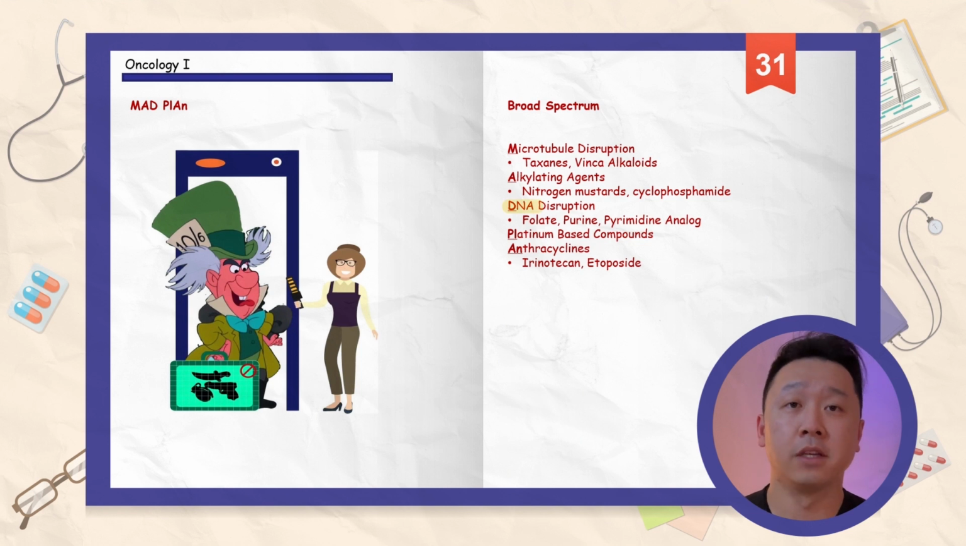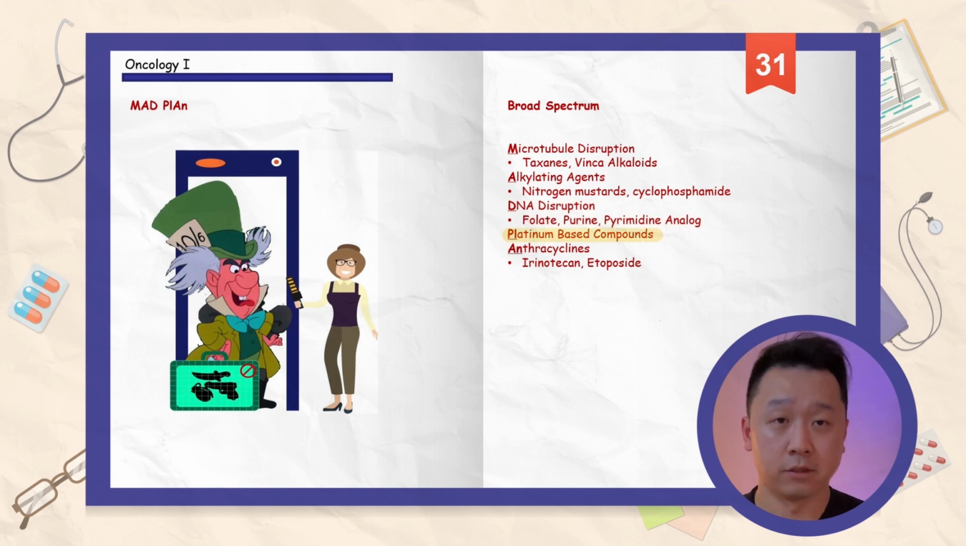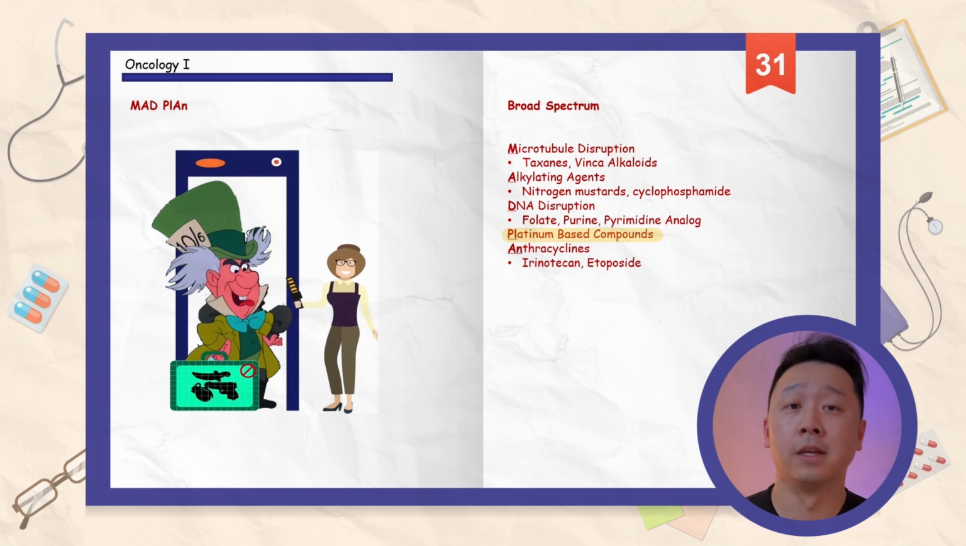We then have D, DNA disruption. So think about any type of folate reductase inhibitor, purine, as well as pyrimidine analogs. We then have platinum compounds, such as oxaliplatin and cisplatin. And finally, anthracyclines, such as irinotecan and etoposide.